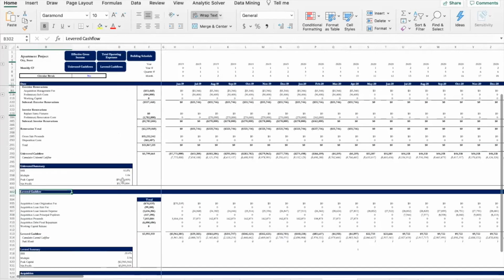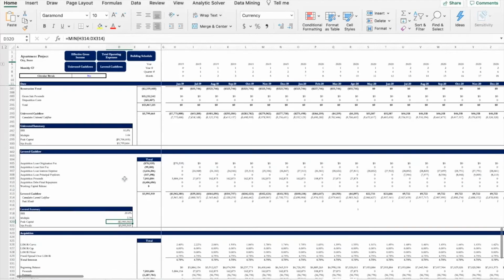And if we were to go to the unlevered summary, we could see that this peak capital amount jumps to 9.7 million from 2.9 million because the unlevered cash flow summary assumes that there is no debt funding and this project is completely funded by equity. So going back down to the levered cash flow, we can see that that amount drops as we include debt funding in our analysis.